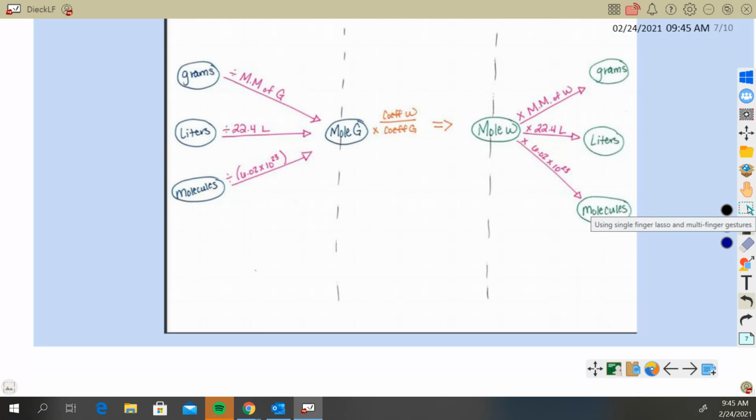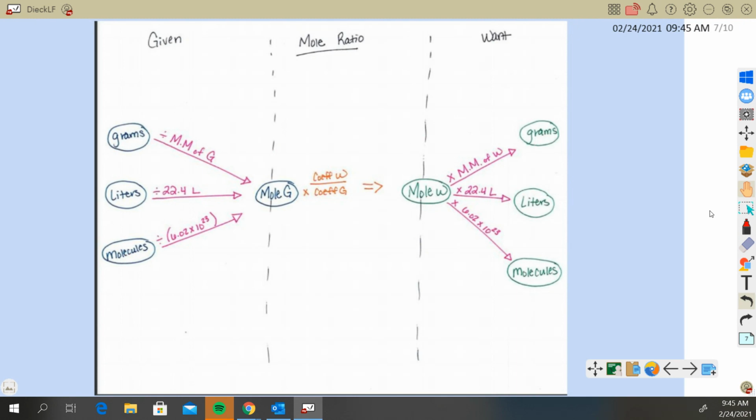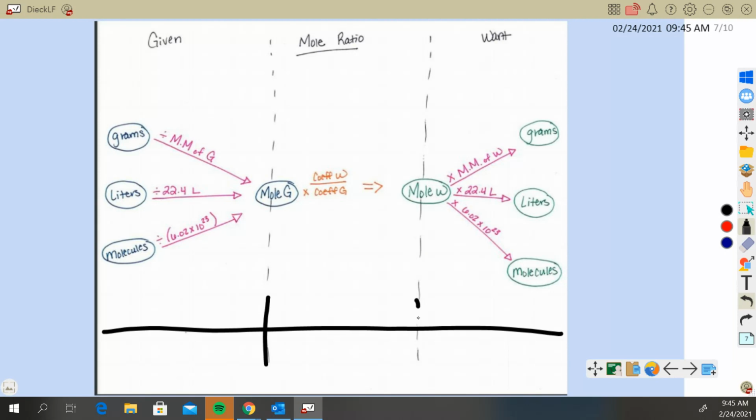So the next slide is this flow chart, okay? I kind of want to explain this flow chart to you in a way that's going to make the most sense. The way that this flow chart's actually set up is it's exactly like a train track. Our given goes on the left side. If you are given moles, nothing goes underneath. But if you're given grams, liters, or molecules, we are dividing by those numbers and they go below.